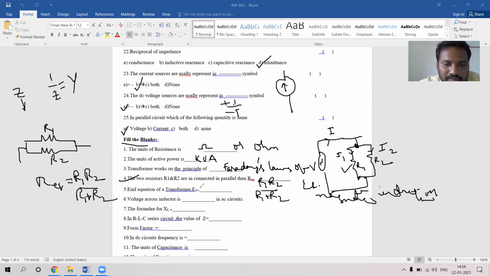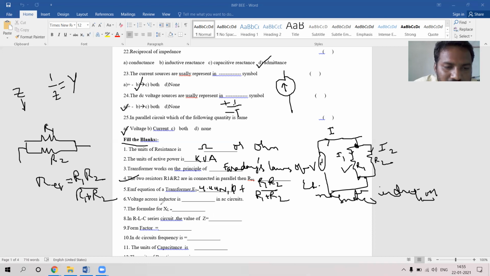Now coming to question number 5, EMF equation. What is the EMF equation of a transformer? The EMF equation of a transformer is 4.44 times number of turns, frequency and flux. So this is the EMF equation we get in the transformer.